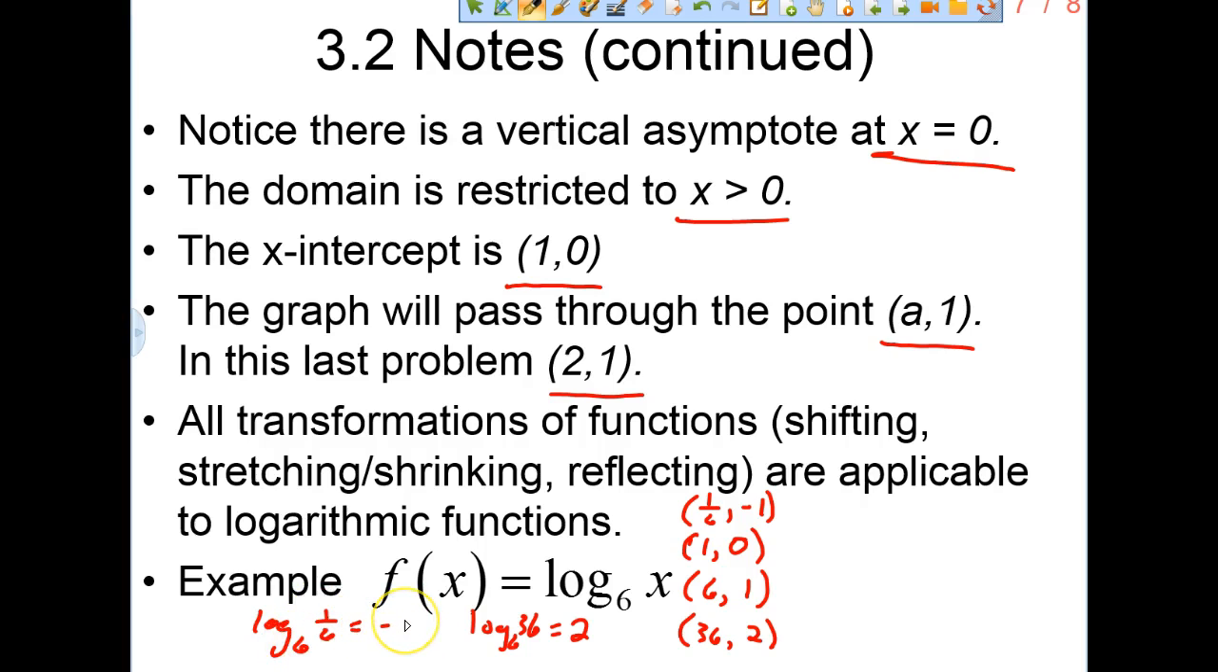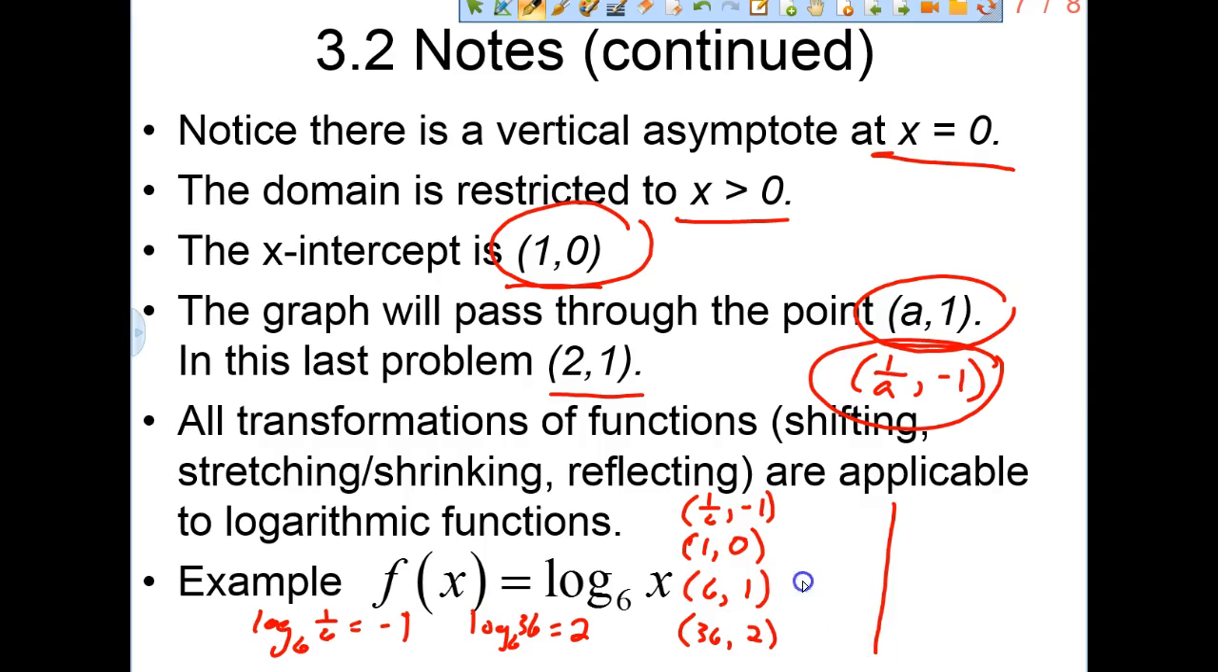So what are the points to use? I would say you would use the points that I have mentioned here: a, 1; 1, 0; and then 1 over a, negative 1. I think those would be the 3 points that are easiest to use for all. So the graph: 1, 0; 6, 1; and then 1/6, negative 1; and then we have this curve and the vertical asymptote.